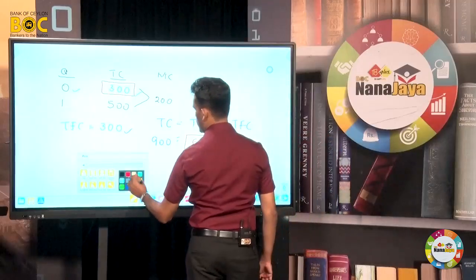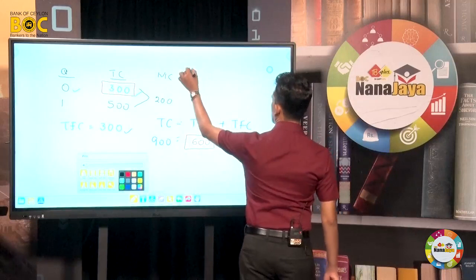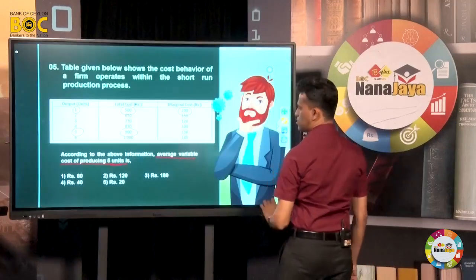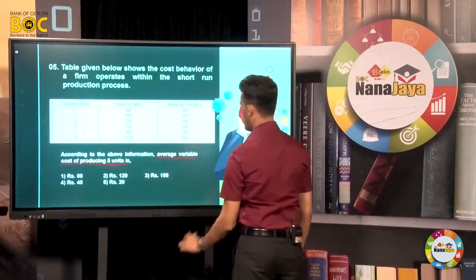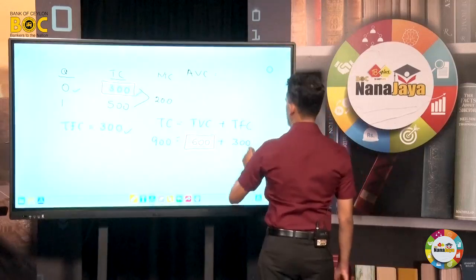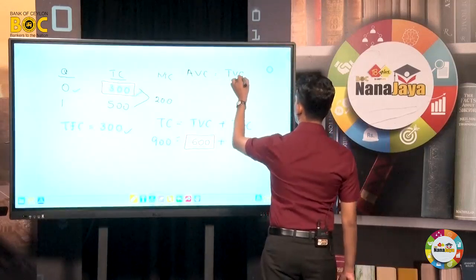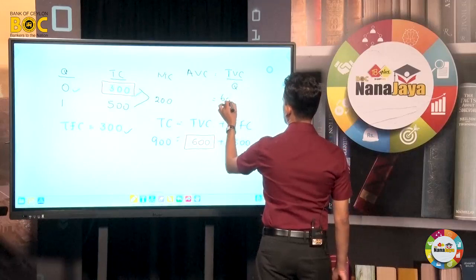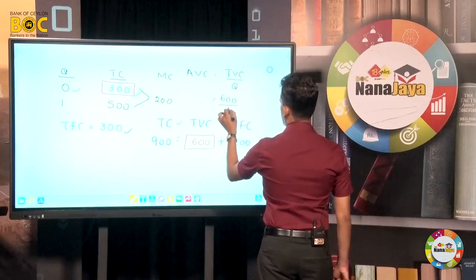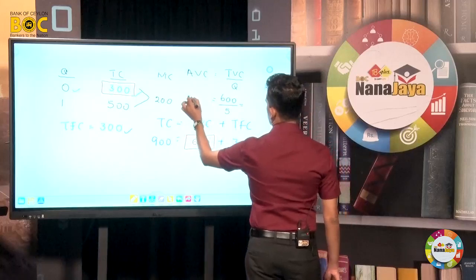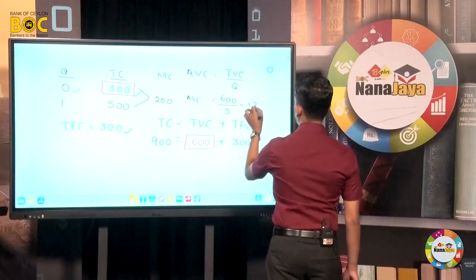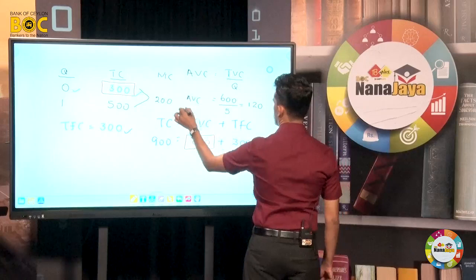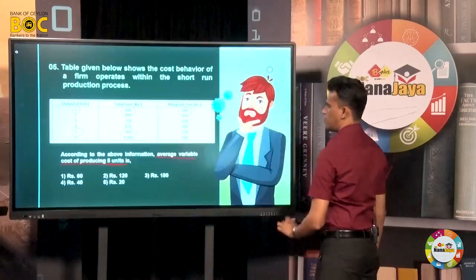But we are supposed to calculate the average variable cost. How do we calculate the average variable cost? It is the total variable cost divided by the quantity of output. Total variable cost is 600 at 5 units. Therefore, the average variable cost of producing 5 units is 120 rupees.